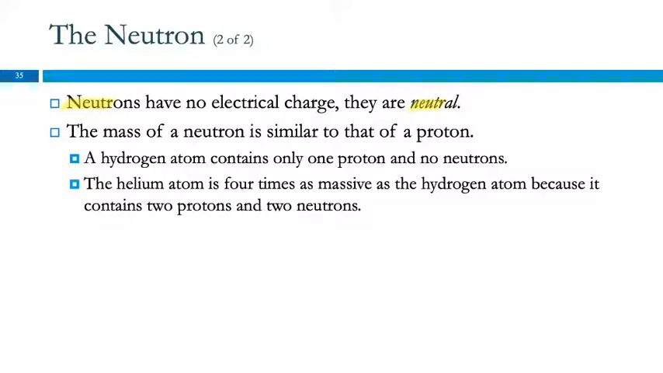Actually, let me draw a picture here. So here we have hydrogen, 1 proton. Here's helium. In its nucleus, there's 2 protons, and there's 2 neutrons. Each of these squiggly circles has the same mass, and so this one weighs 4 times as much as that one. And that explained the problem that they saw.